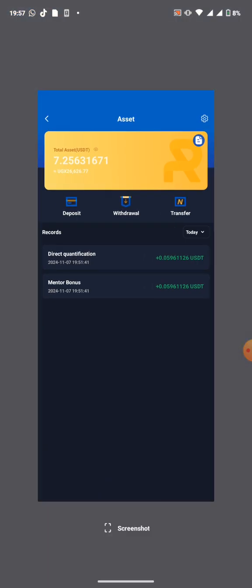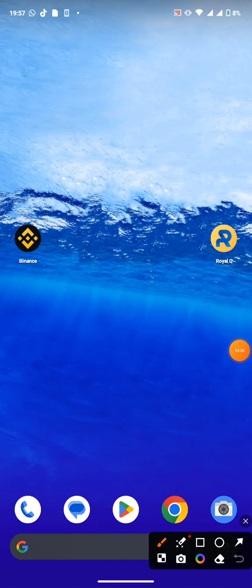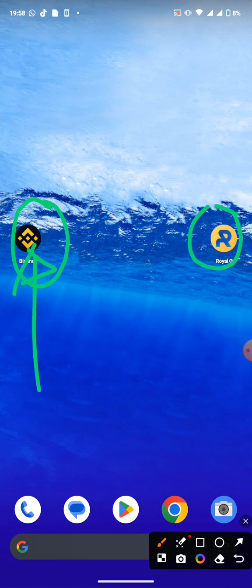So I want people to differentiate other businesses, how they operate, and to differentiate how the RoyalQ robot operates with Binance. I hope with the help of this video, someone will be able to understand how RoyalQ operates, because I've told you, your capital, your money will stay in your Binance account. You're not putting your capital into RoyalQ. You should understand that.